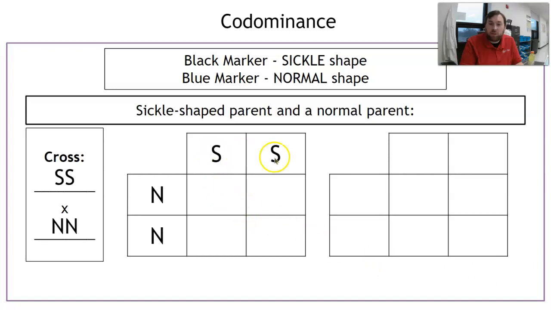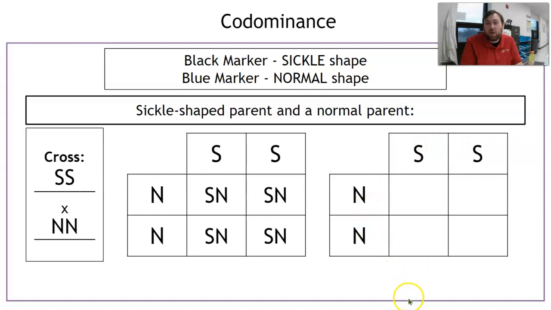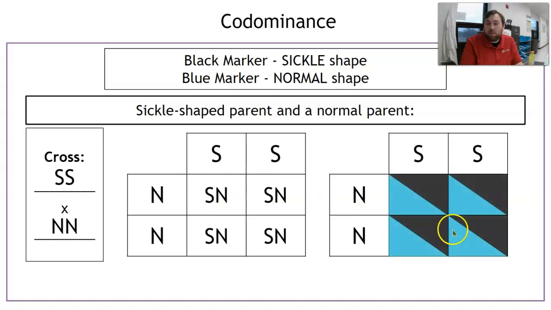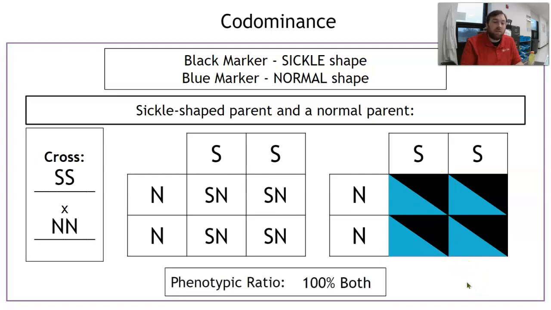When we cross the sickle-shaped parent and the normal parent, we're actually crossing two homozygous parents, and that's going to result in all of our individuals being heterozygous, which means that when we go over here to the color coding, it's actually going to be pretty simple, because you know that this is going to be codominant, so every single box is going to have that half normal, half sickle cell shape in their blood, and therefore it's going to be a phenotypic ratio of 100%, or just 1, normal and sickle cell mixed here.